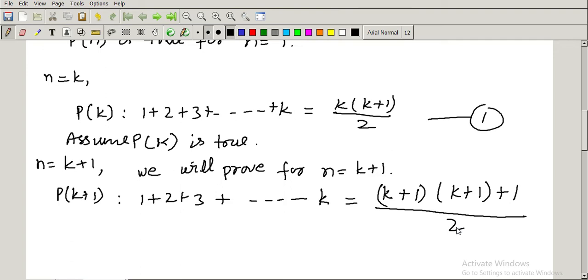ठीक है, now इसको फर्दर लिखें तो k plus 1 टर्म इसमें और ऐड कर देंगे. ठीक है, so what we will do, let me write again it, P(k plus 1). So 1 plus 2 plus 3 plus up to k, right? And then add k plus 1 because this is like n terms and n plus 1, राइट.